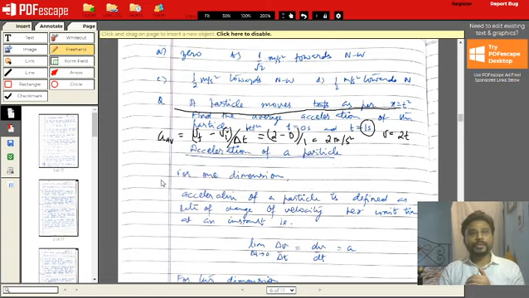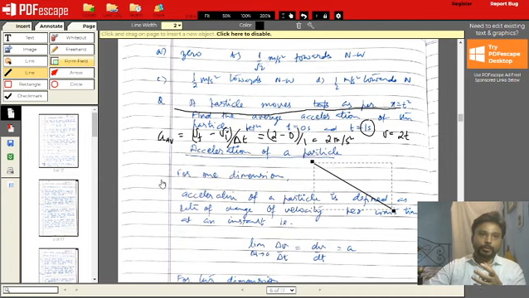Again, one more case can be, let's say you can take an incline. The incline is something like this, and let's say you put a block over that incline. So this is a block, and we place this block on this incline, let's say.